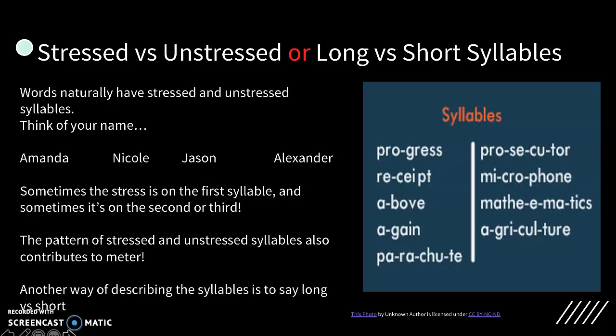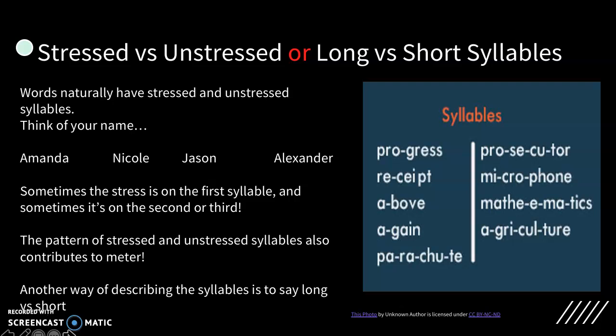The other important component of meter has to do with the stressed or unstressed, the long or short syllables. You'll hear it referred to both ways. So all words naturally have stressed and unstressed syllables. And this is true of any word that's more than one syllable. Sometimes the stress is on the first syllable, and sometimes it's on the second or third. If you think of your name, try to figure out which syllable in your name has the emphasis.